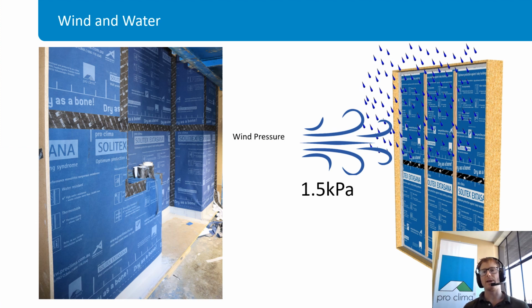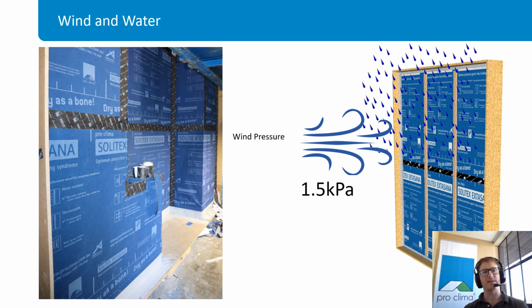So if we look at a weather-resistive barrier system and we put all the rain load directly onto it and then add pressure to that system and try to force all that water through any gaps or cracks in the weather-resistant barrier system using the wind pressure, then this is a very onerous test. What I'm showing here is a 1.5 kilopascal pressure with spray nozzles onto the weather-resistant barrier system.